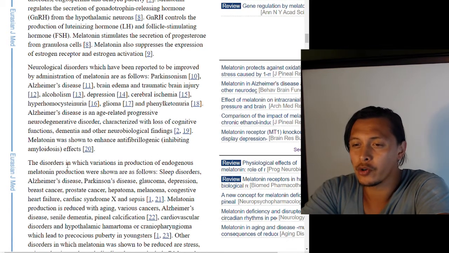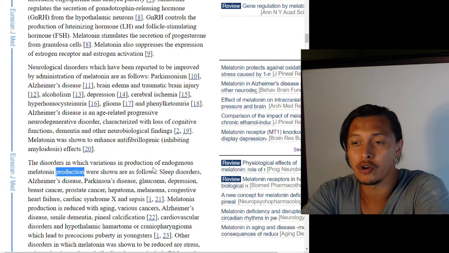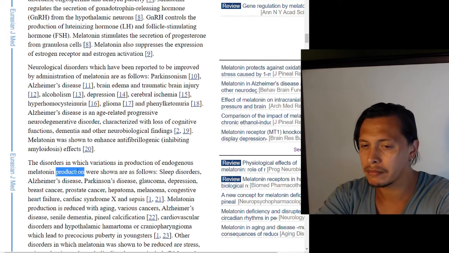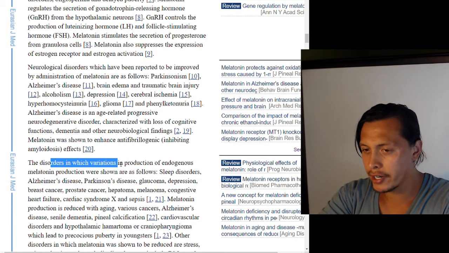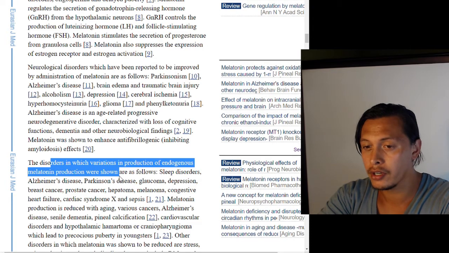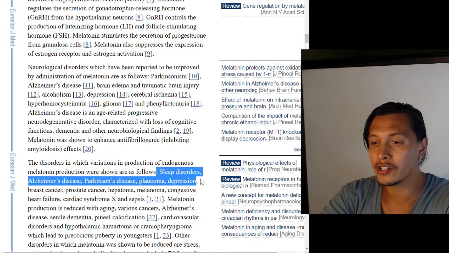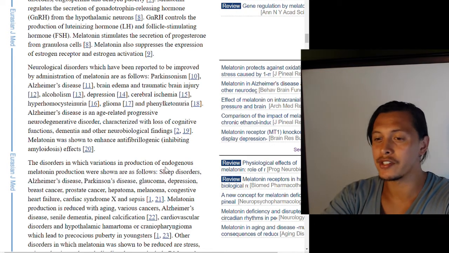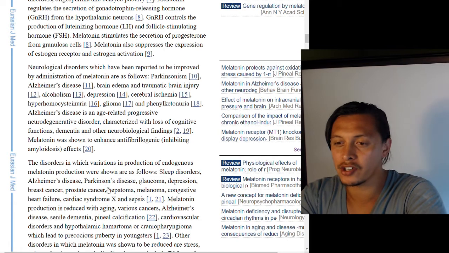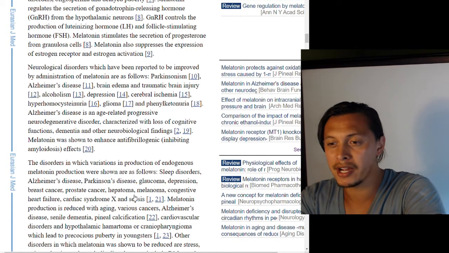The disorders in which variations in production of endogenous melatonin were shown are as follows: sleep disorders, Alzheimer's disease, Parkinson's disease, glaucoma, depression, breast cancer, prostate cancer, hepatoma, melanoma, congestive heart failure, cardiac syndrome X, and sepsis.